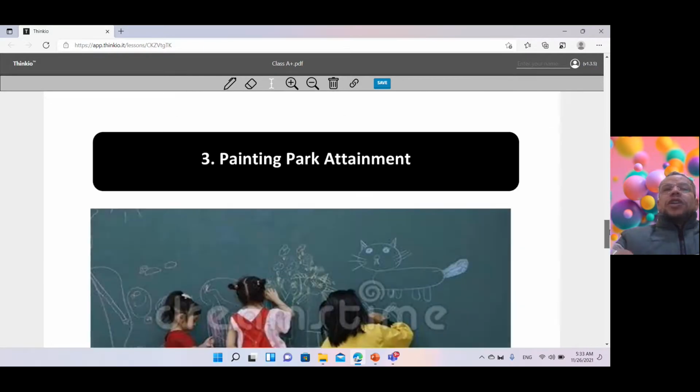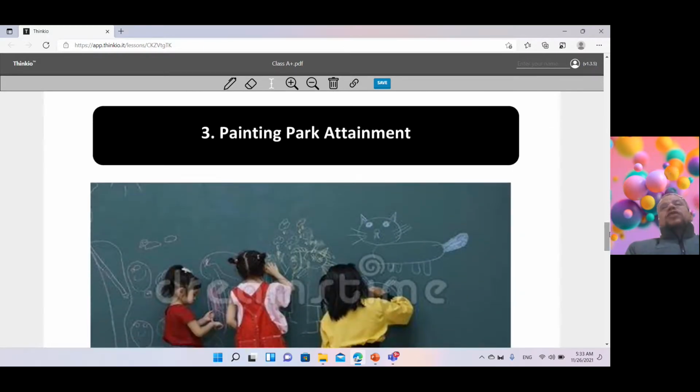Number 3, I like it more. It's Painting Park Attainment. Yeah, I call it with this name. So, to make differentiation in the classes, teachers should seat students in a group style. So group A, B, C, and so on.